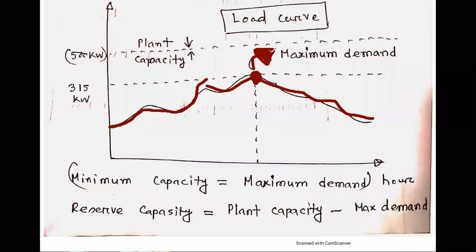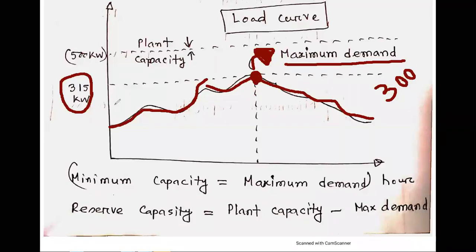So if we want to serve these people, we need to establish a power plant. The minimum capacity should be equal to the maximum demand. Why? Because suppose this maximum demand is 315 kilowatt. If we establish a diesel power plant of 300 kilowatt capacity, but the maximum demand is 315 kilowatt, suppose at 6 p.m. the power consumption is 315 kilowatt.